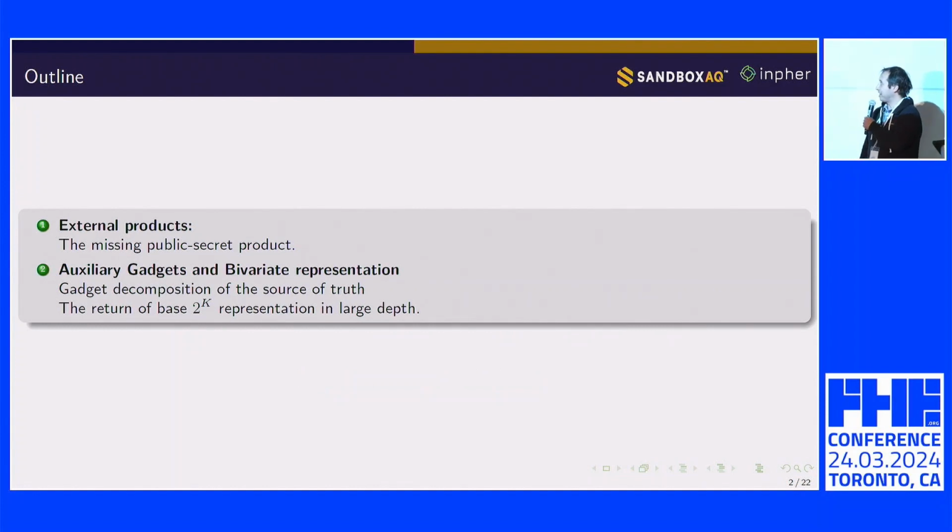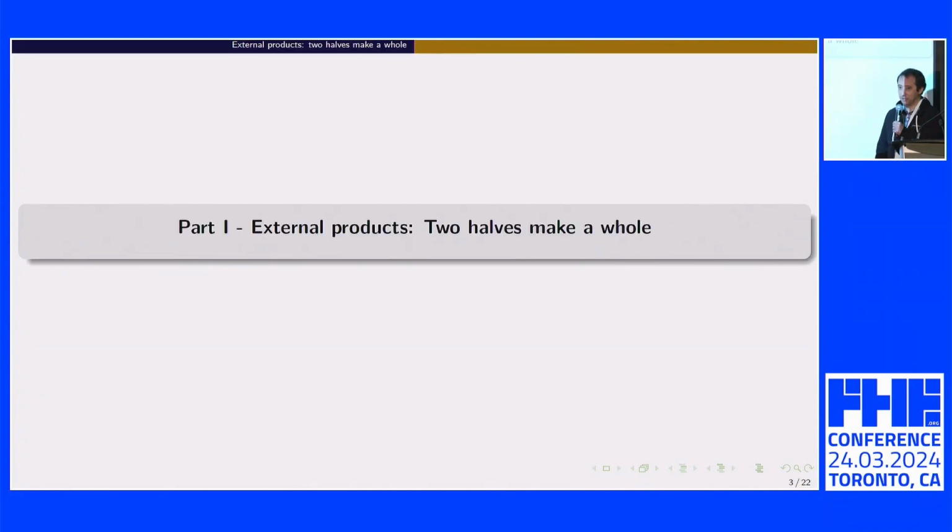So in this talk, there will be two parts. In the paper, we did two optimizations about the general arithmetic of FHE. The first one will talk about external products. And in the second part of the talk, about auxiliary gadgets and bivariate representation, that is an extension of the base 2K representation that is good also in large depth FHE. So let's go for part one.